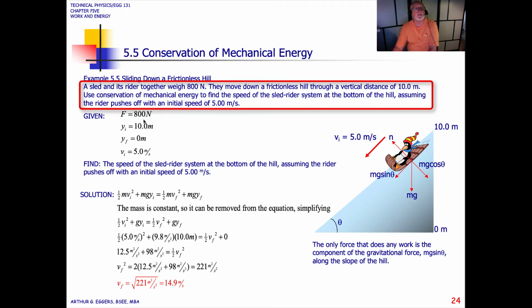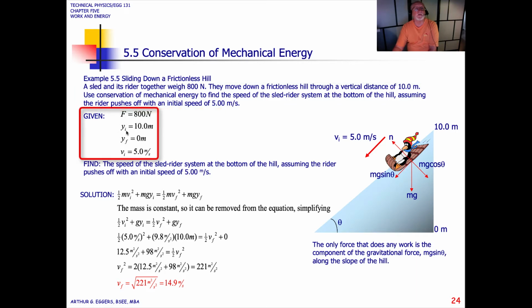So if we look at the givens, we've got 800 newtons of force. We've got an initial height of 10 meters. We've got a final height of 0 meters, so top of the hill, bottom of the hill, and we've got an initial velocity of 5 meters per second. Okay, so we're going to go through and find the speed of the sled rider system at the bottom of the hill. So we start off the same way.